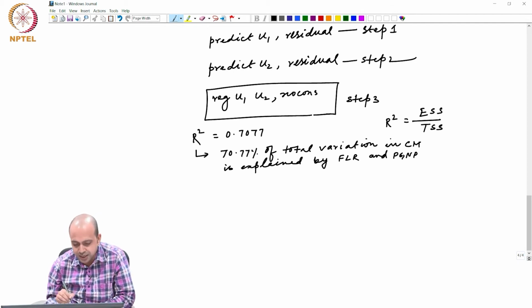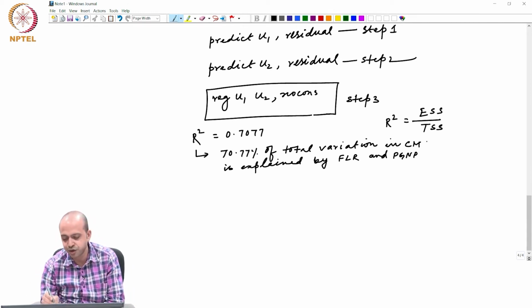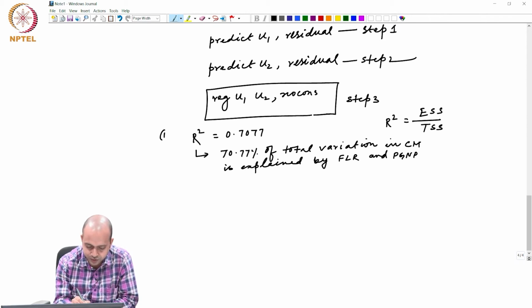So out of total variation, 70.77% of total variation in CM is explained by the two explanatory variables FLR and PGNP, and that is what the goodness of fit is. So our model can explain 70.77% variation in child mortality rate. That is the interpretation of R square. This is the first thing we need to know.